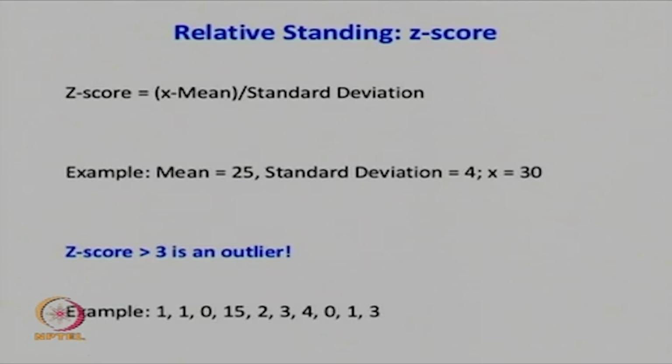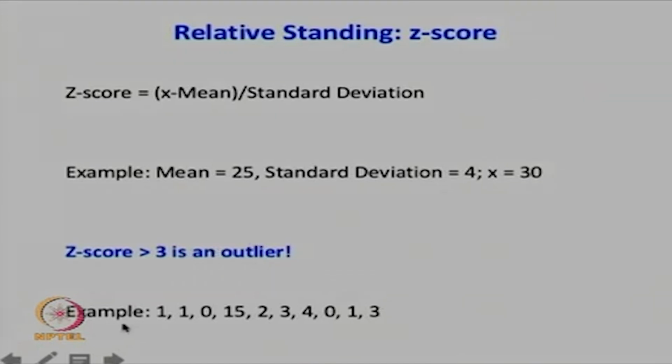So, what exactly is Z score? It is basically defined by x minus mean by standard deviation, and you can do this calculation for a particular experiment: if your mean is 25, standard deviation is 4 and x is 30, then Z score returns you a value of 30 minus 25 by 4, which is 1.25. Okay. Now, you can use Z score to get an estimate of whether a particular data point is an outlier or not.